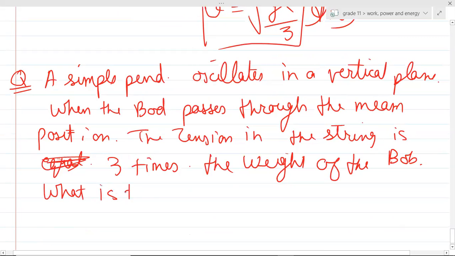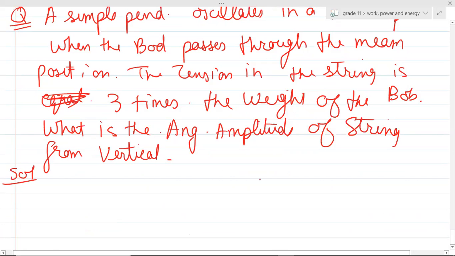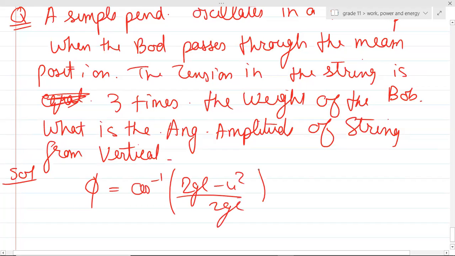So what is the angular amplitude of the string from vertical? Do you remember, sir, I gave one formula for angular amplitude. The formula was basically what? Phi is equal to cos inverse of (2gl minus u square) divided by 2gl. But sir, you said no need to remember this formula. Okay, fine, don't do it by this.